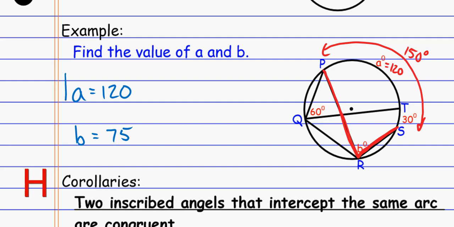And so again, it's that idea of going back and forth. If the angle is half the measurement of the arc, well, the arc is twice the angle.